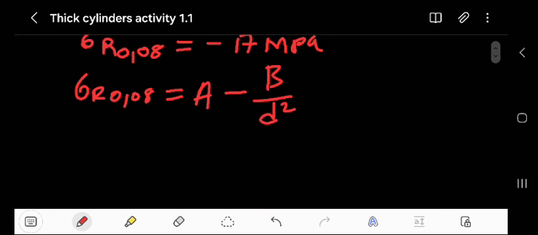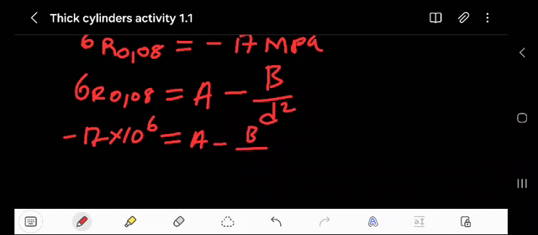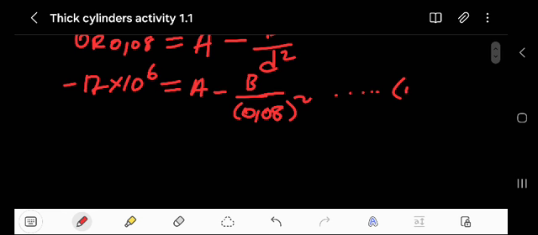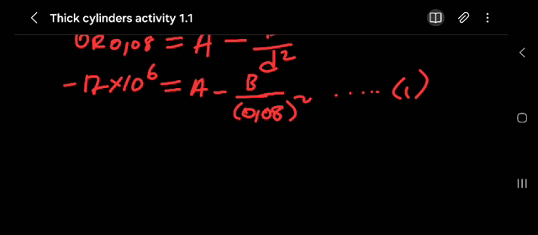Radial stress we have there is negative 17 times 10 to the power of 6. We don't know the value of A, we don't know the value of B, but the diameter is 0.08. You square that diameter. So this is simply equation 1. What else do we have?